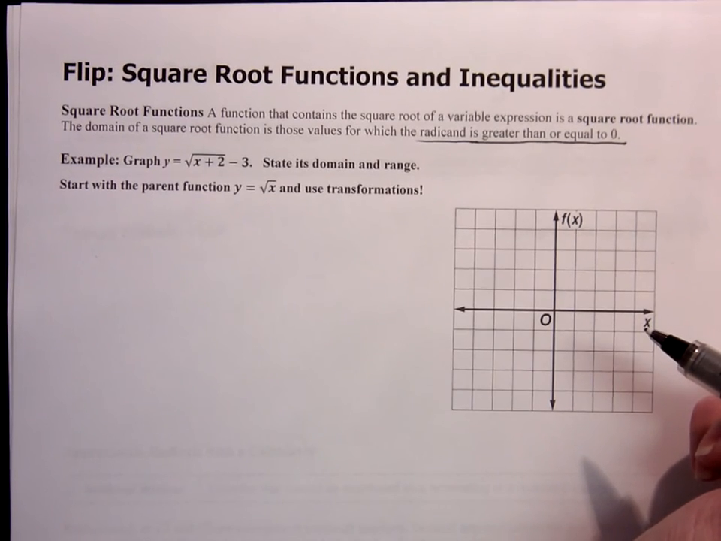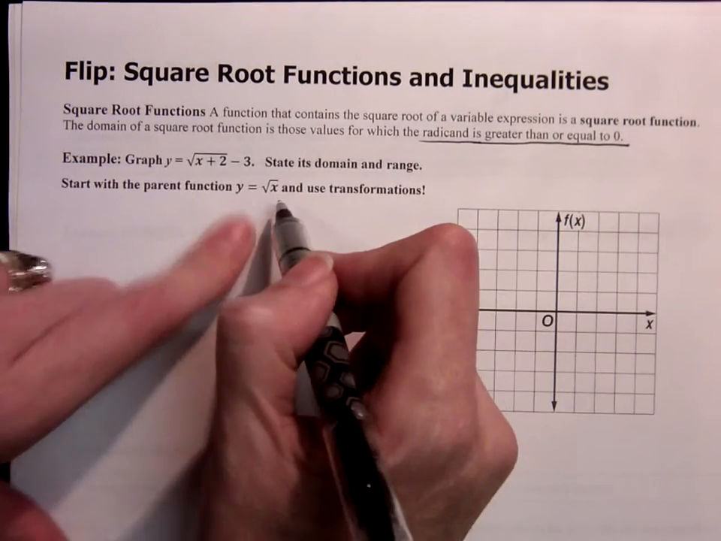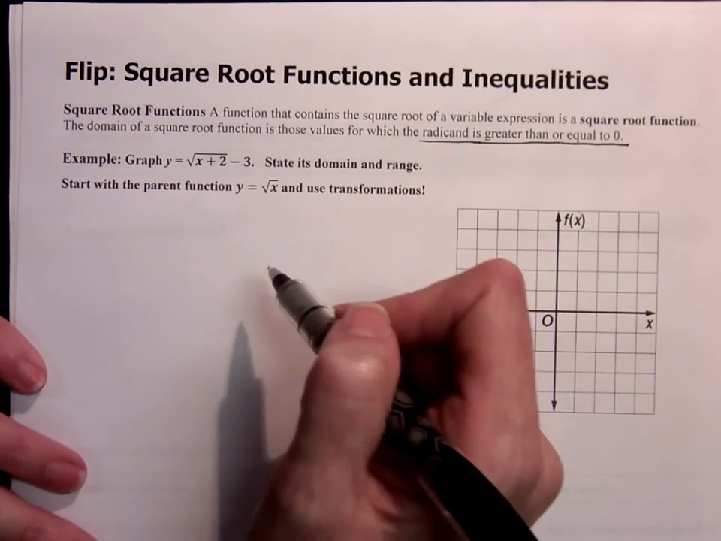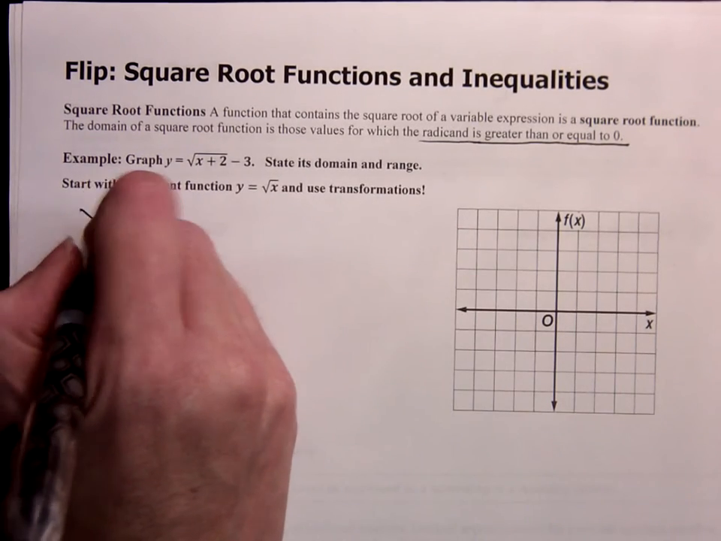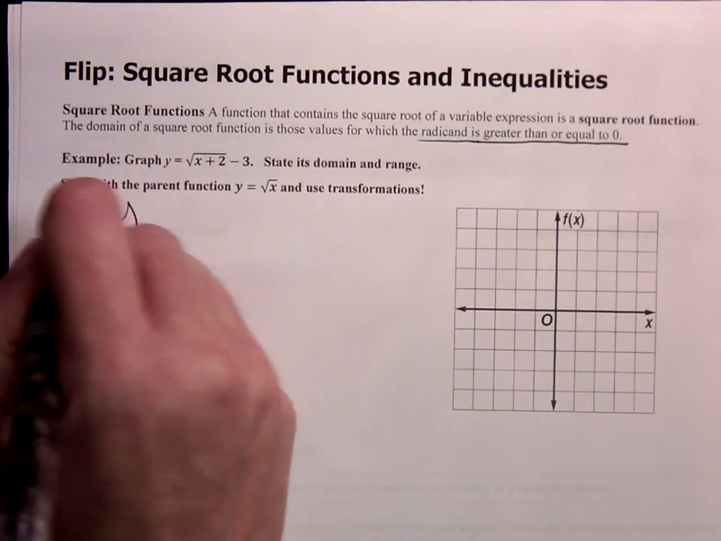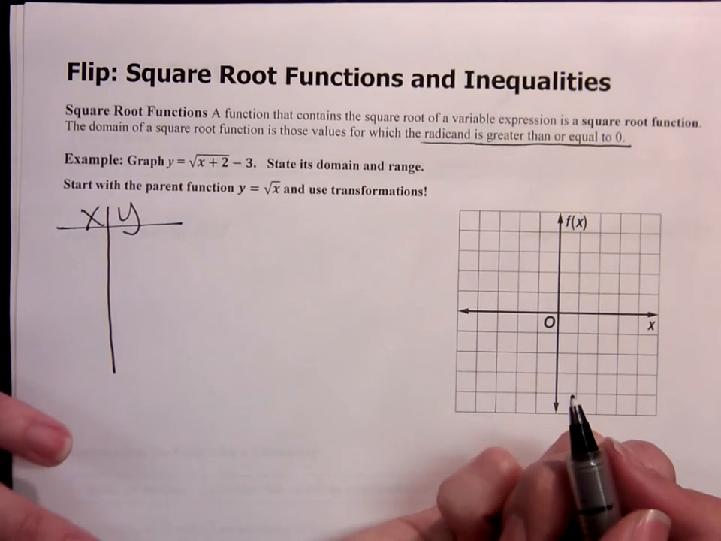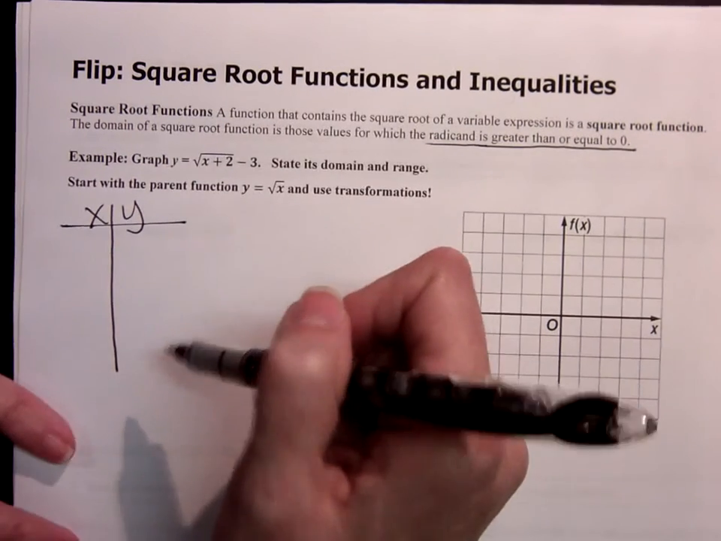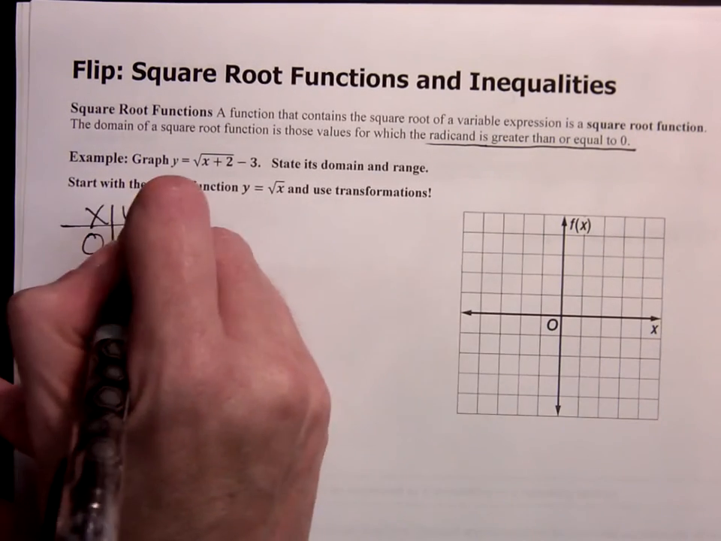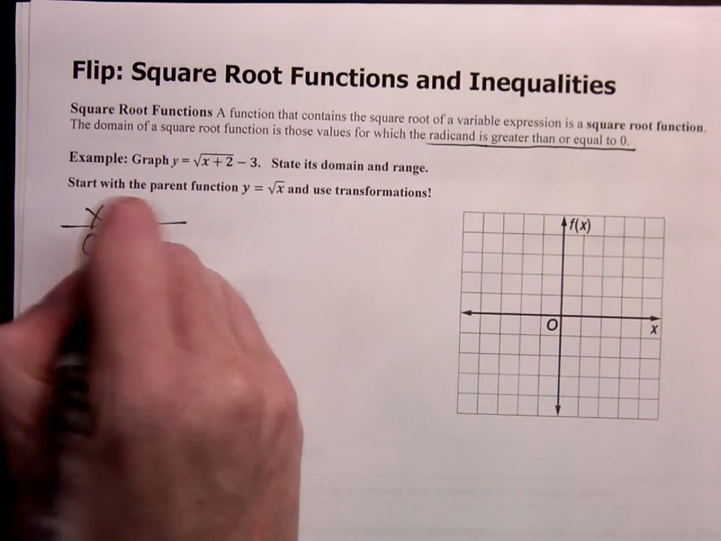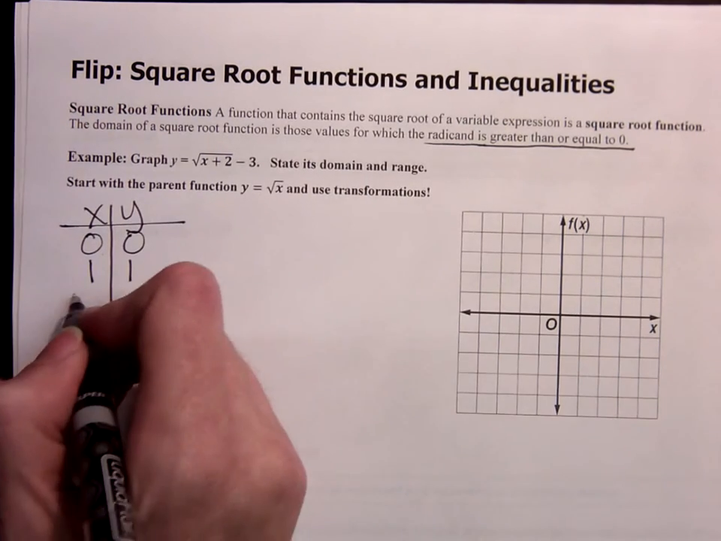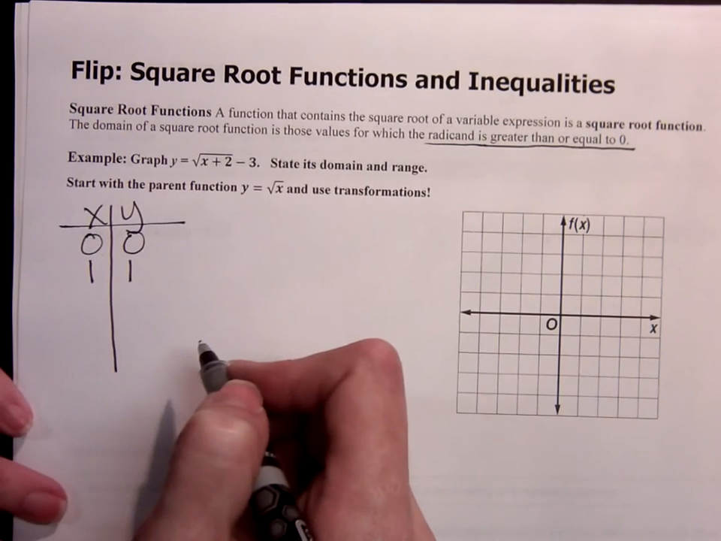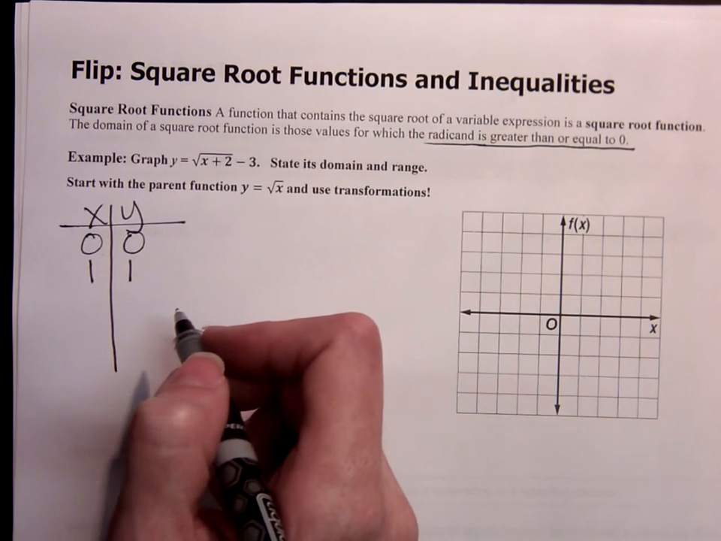Okay, so we're going to graph. Start with the parent function, y equals the square root of x. Well, if I think about a table, I want to pick some numbers that I can use that I get nice integers because they're easy to plot. So 0 is going to work. The square root of 1 is 1. If I try to take the square root of 2, I don't get a nice integer value. It's not going to be easy to plot, so we're going to skip it.